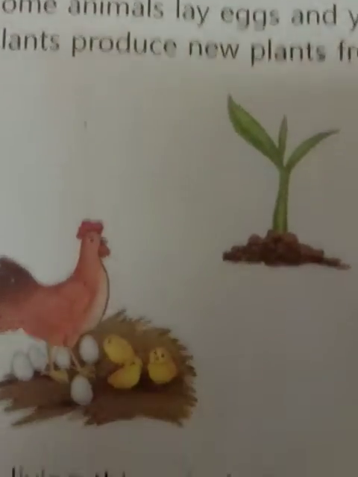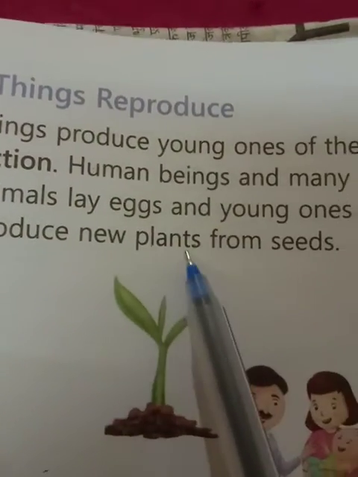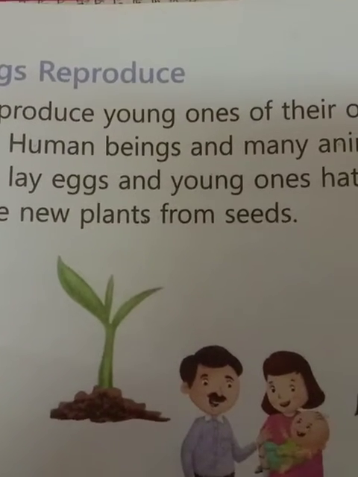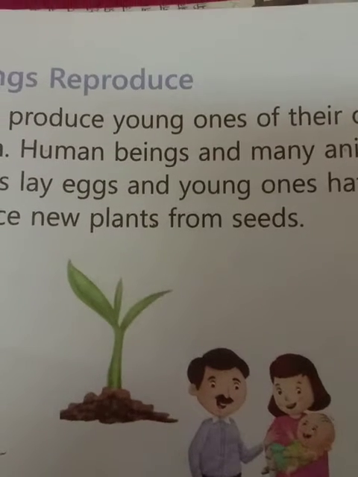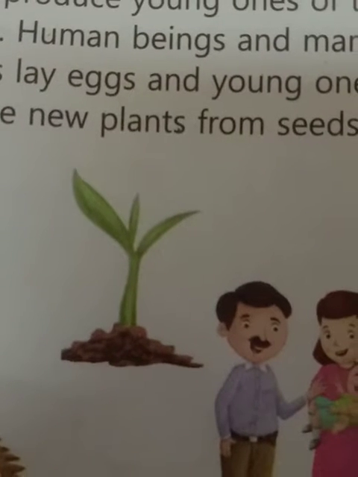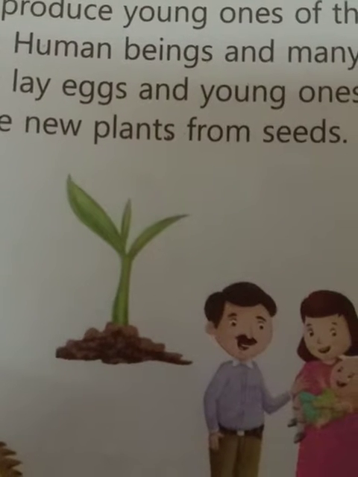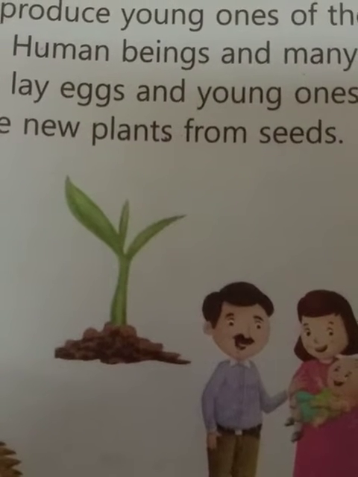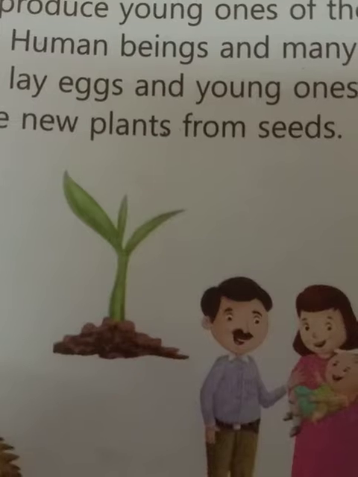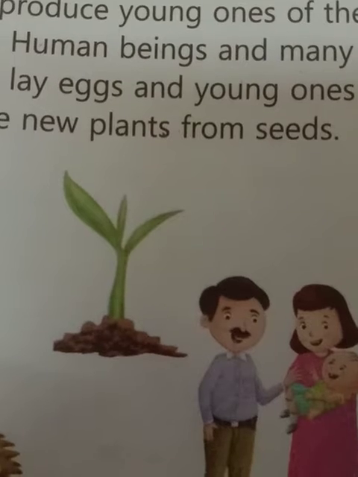Now, plants produce new plants from seeds. So pollen is carried from a male part to a female part by wind, insects or other animals, where it releases male gametes that fertilize the female gametes in the ovules, and ovules develop into seeds from which new plants will grow. Most plants grow from seeds.